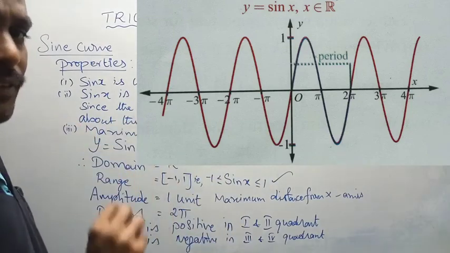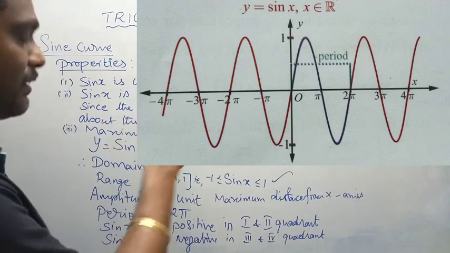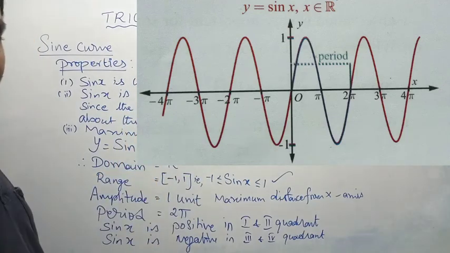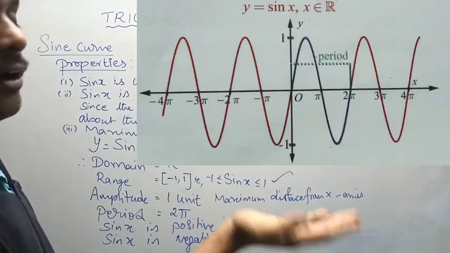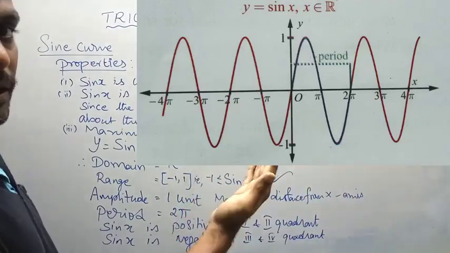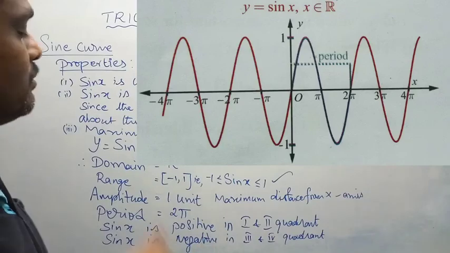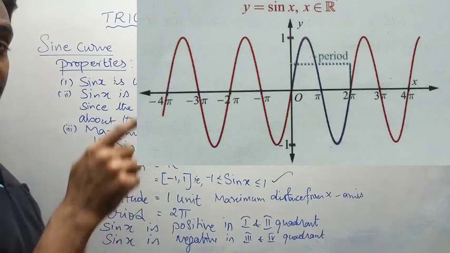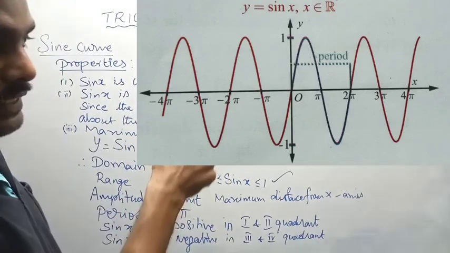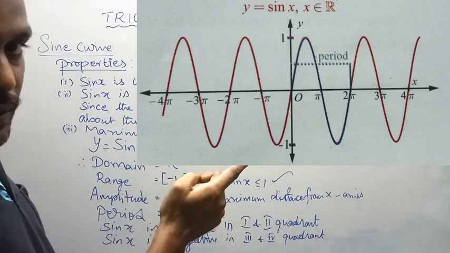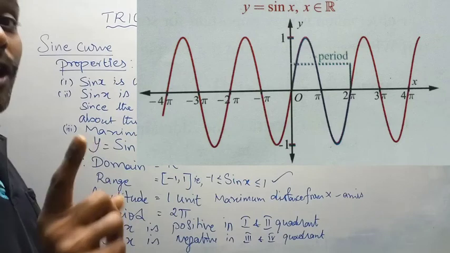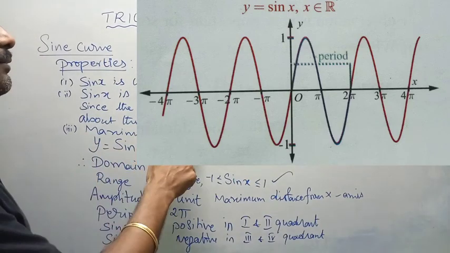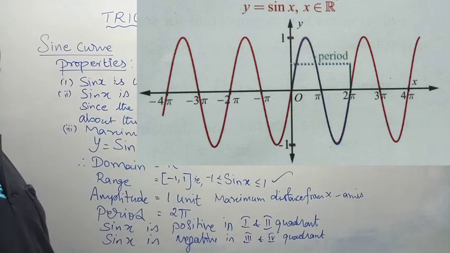Sine x is an odd function because from the graph, it is symmetrical about the origin. If you fold first horizontally or vertically and then vertically or horizontally, it will coincide, meaning symmetrical about the origin. So in this case, when you fold in such a way, finally it will coincide. Since the graph is symmetrical about the origin, therefore sine x is an odd function. And the maximum value is 1 and minimum value is -1.